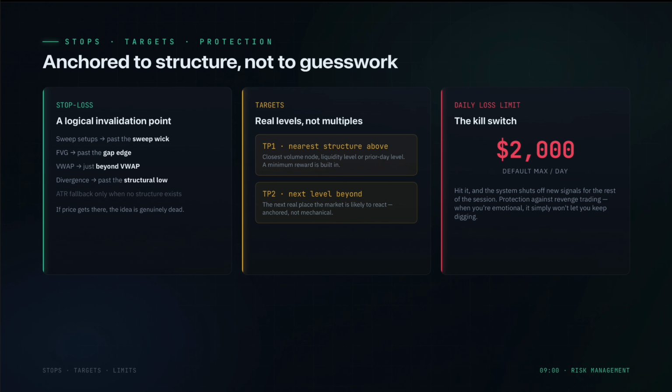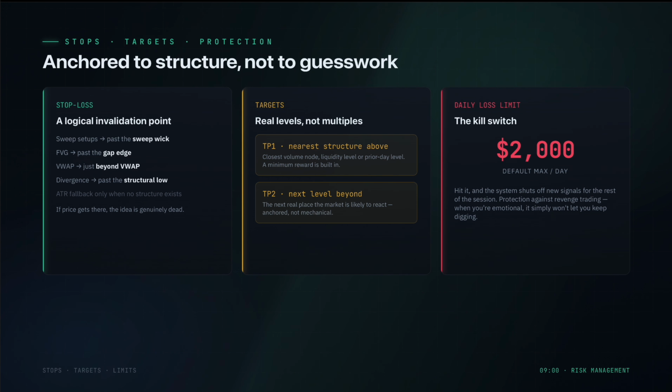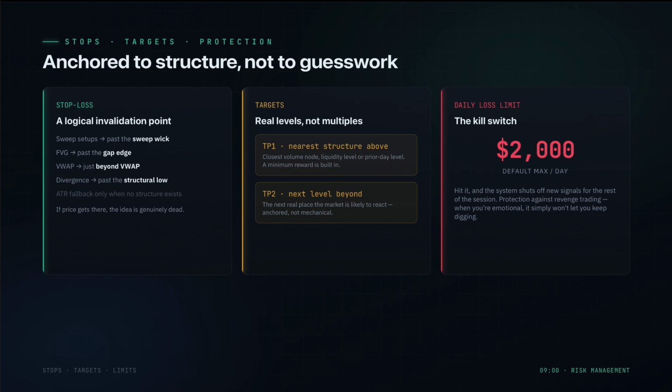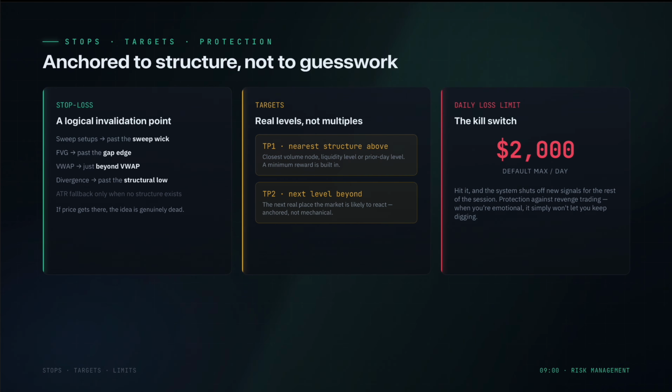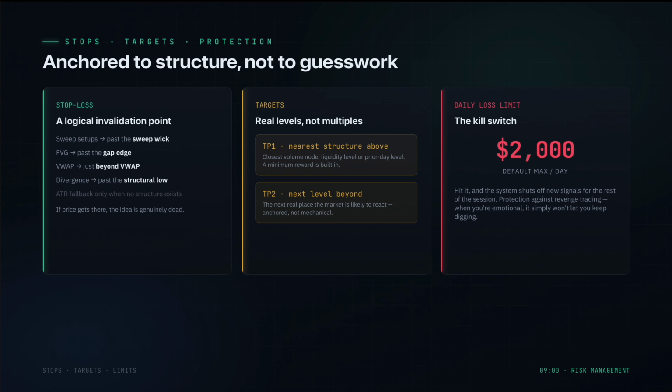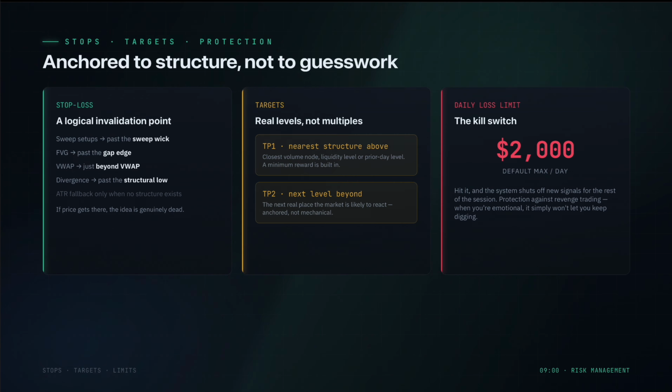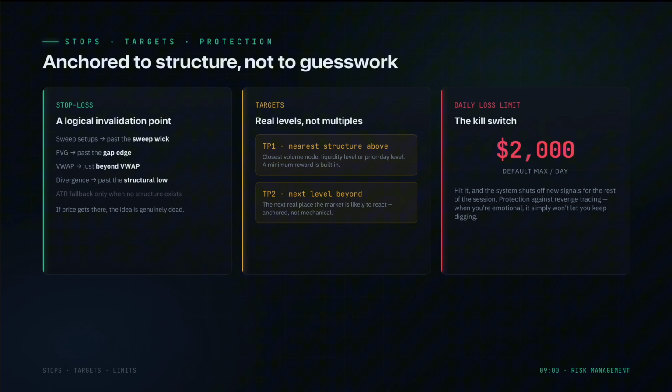Where does the stop go? Every strategy places it at a logical structural invalidation point. The sweep strategies just past the sweep wick, the fair value gap past the edge of the gap, VWAP just past VWAP, divergence past the structural low. Only when none exist does it fall back to ATR. For targets, the system finds the nearest real structure level beyond your entry for the first target and the next level beyond for the second, anchored to where the market actually reacts, with a minimum reward built in. And when a daily loss limit hits your maximum, the system shuts off new signals, protecting against revenge trading.